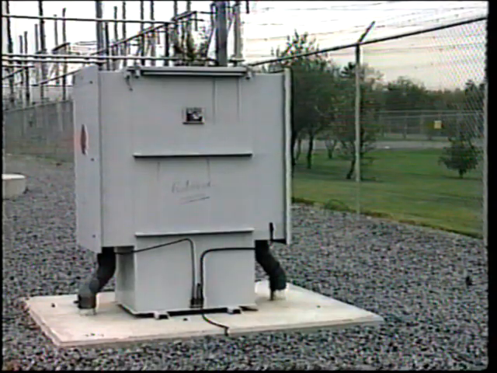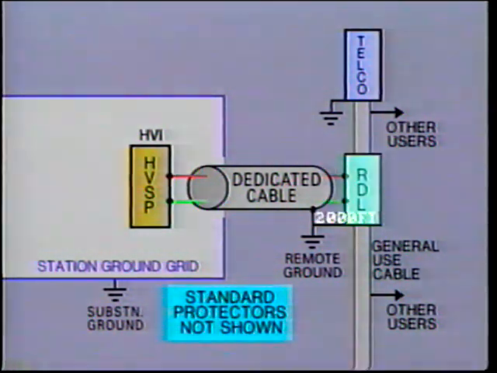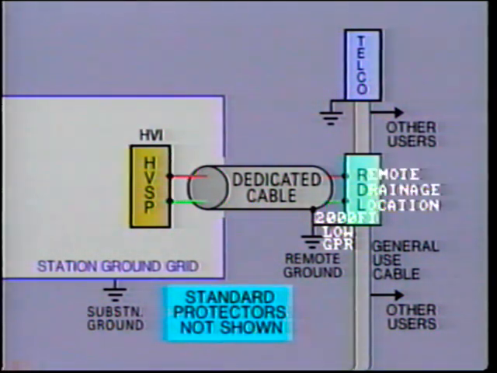These are connected at the so-called high voltage interface. This is the point where the entrance cable is connected to the power company's communication circuits. In this arrangement, we have two cable junction locations. One outside at a distance of, say, 2,000 feet from the center of the substation's zone of influence. At this point, the ground potential rise under fault conditions will be much lower than inside the substation. This is often called the remote drainage location.